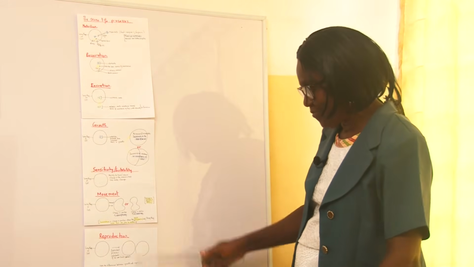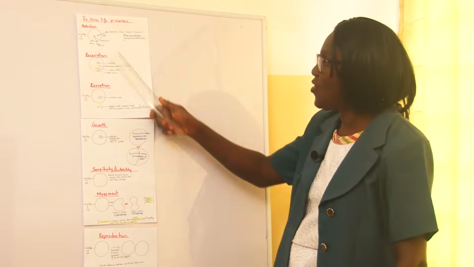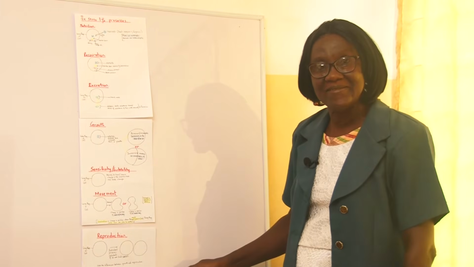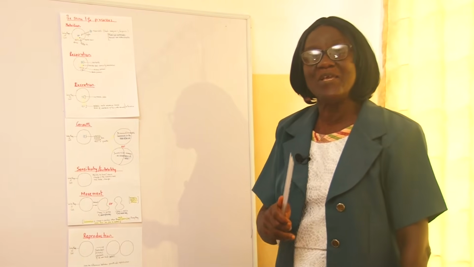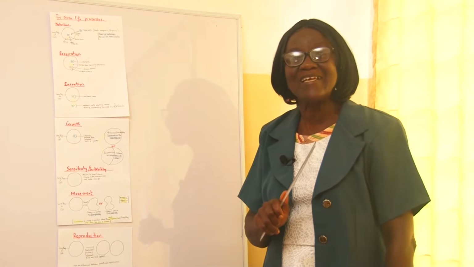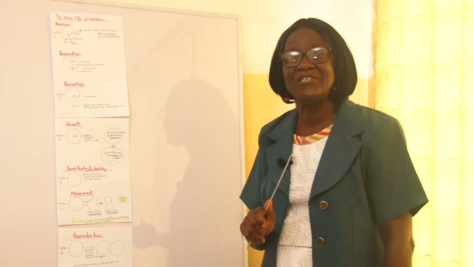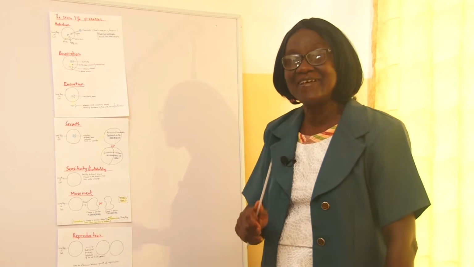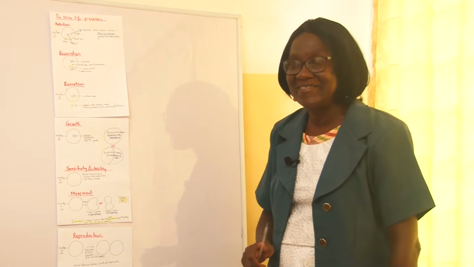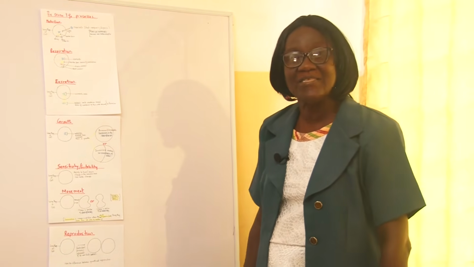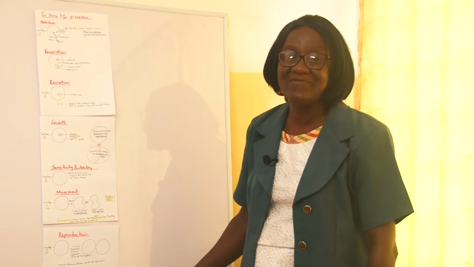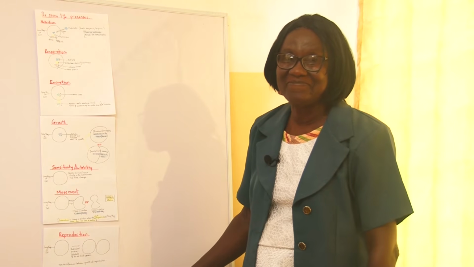Neat. Good. Having gone through all these processes, the 7 life processes, you should be able to sit down and craft a small and neat definition for life processes. That's one of your assignments. The other assignment is to find out the importance of sensitivity or irritability.